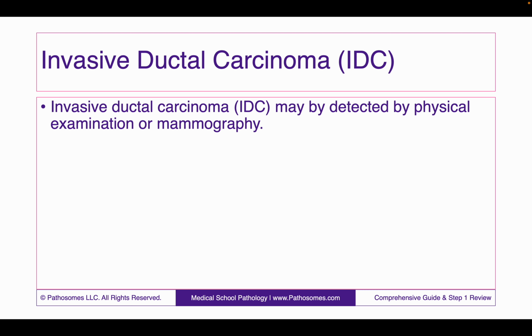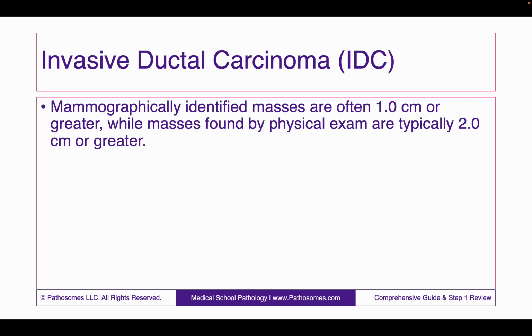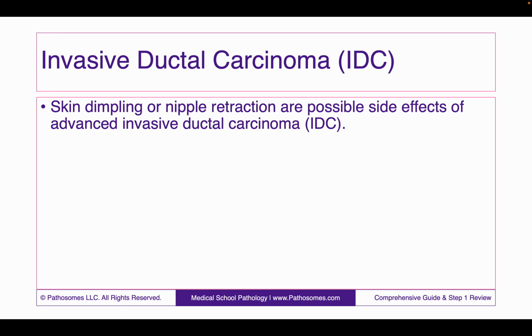Invasive ductal carcinoma may be detected by physical examination or mammography. Mammographically identified masses are often 1 centimeter or greater, while masses found by physical exam are typically 2 centimeters or greater. Skin dimpling or nipple retraction are possible side effects of advanced invasive ductal carcinoma.